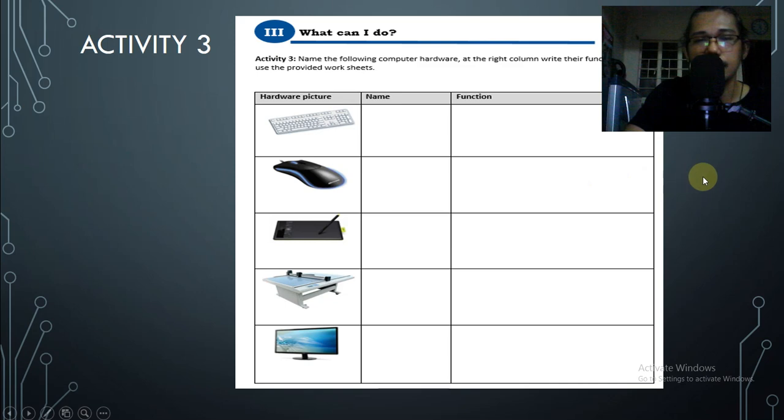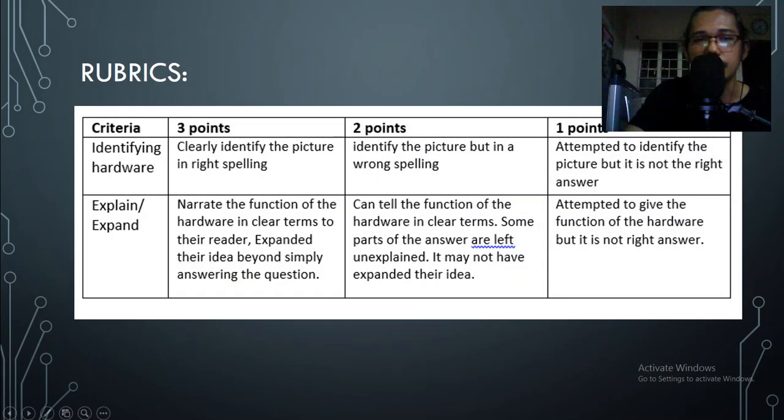Next is an activity. After the quiz, we have the activity. What you are going to do here is name what kind of hardware is shown and tell its function. I give you a soft copy of this in your Google Classroom. This is the rubric. I want you to verify. Attempt to identify the picture but it's not the right answer. Identify the picture but with the wrong spelling. Clearly identify the picture with the right spelling. That is for the name of the picture.